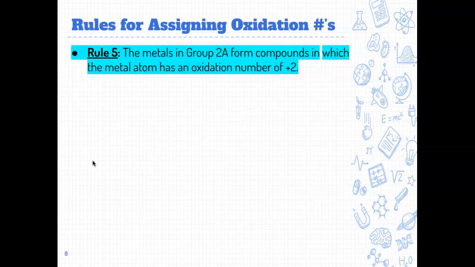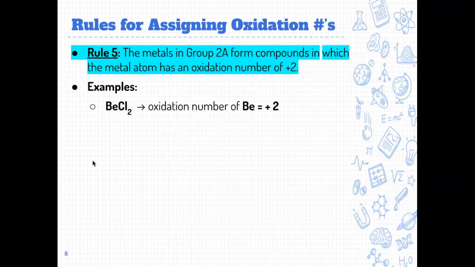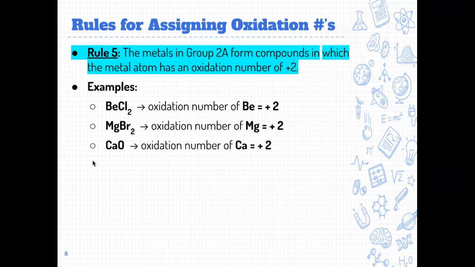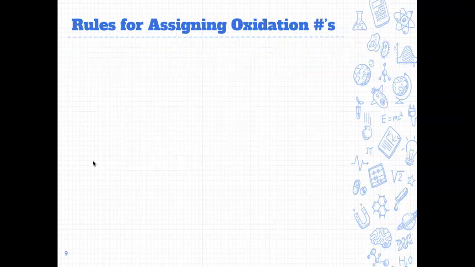Rule number 5, the metals in group 2, when they form a compound, the metal atom is going to have an oxidation number of +2. So examples of that, beryllium chloride, so Be, the oxidation number is going to be positive 2. Magnesium, again, is a group 2 metal, so its oxidation number is plus 2. We have calcium oxide, so the calcium, because it's group 2, is going to have an oxidation number of +2. Barium iodide, so the barium is a group 2 metal, so it's going to have a positive 2 oxidation number.